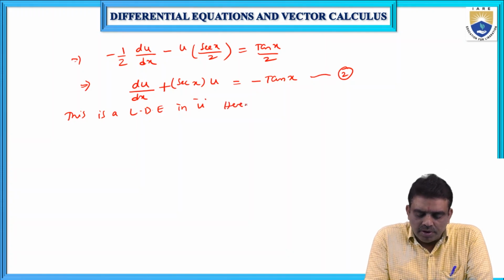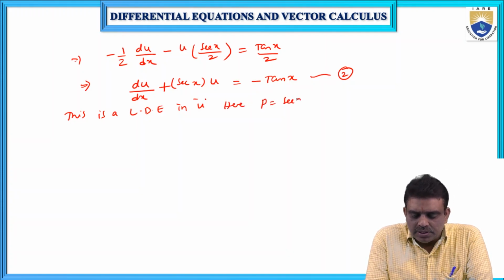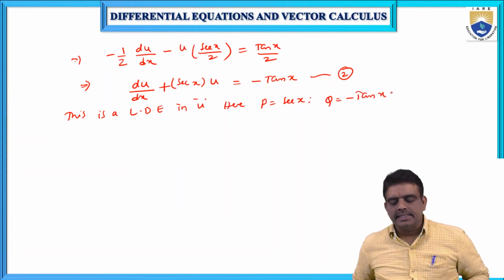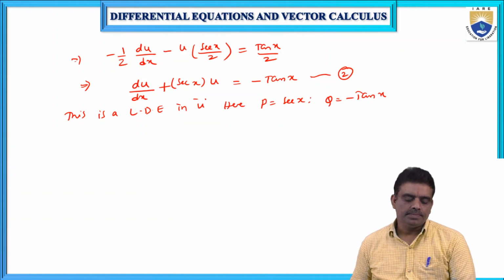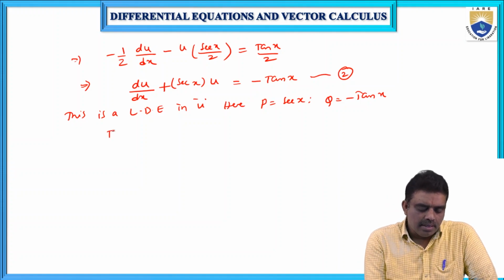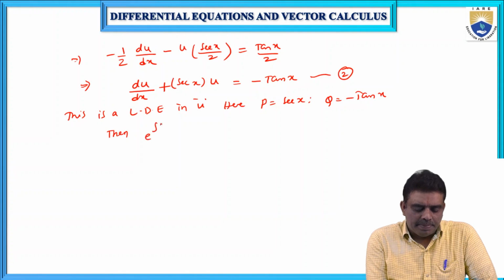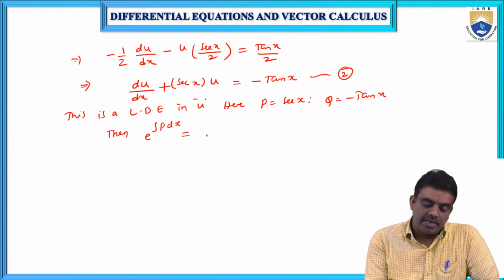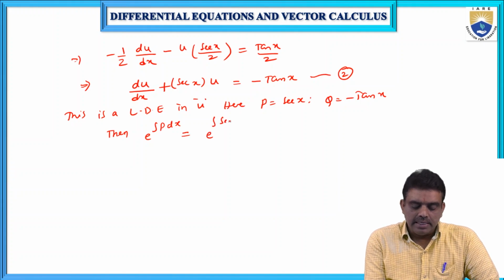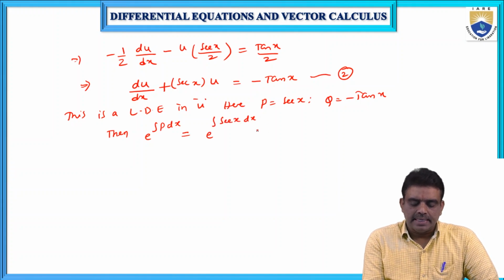Here P is equal to secant x and Q is equal to minus tan x. Then e power integral p dx is required in the solution. So I am calculating e power integral p dx, that is e power integral secant x dx.